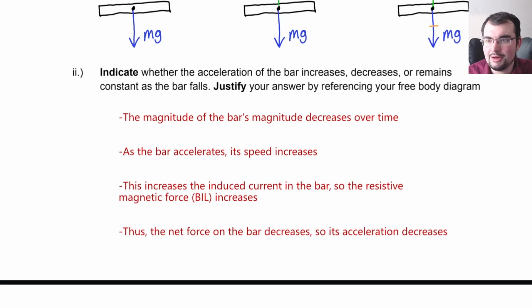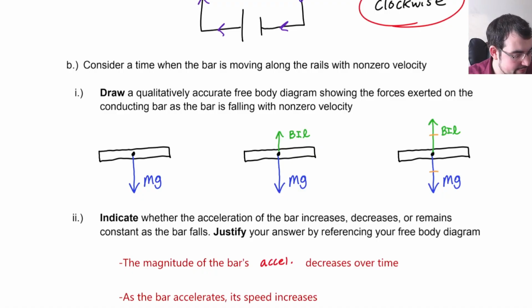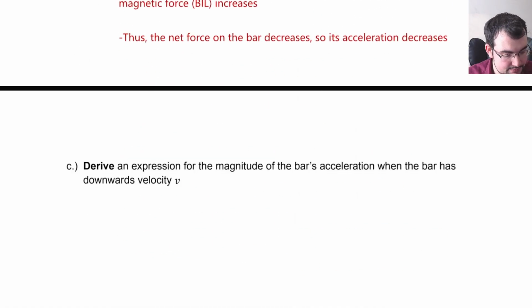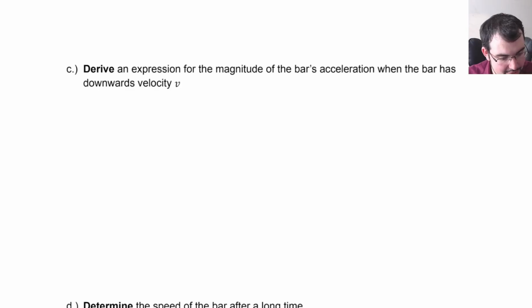So here's that argument. The magnitude of the bar's acceleration decreases over time. As the bar accelerates, its speed increases. So this increases the induced current, so the Bill force increases. And if your resistive force is increasing, you're getting less and less net force, so you're getting less and less acceleration. Let's prove that mathematically.